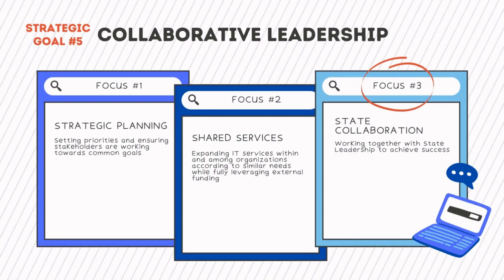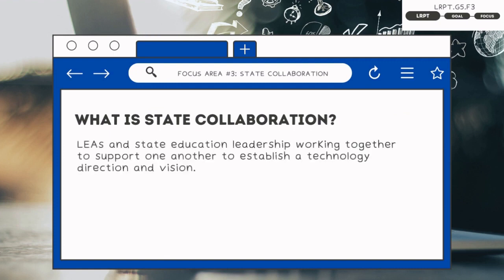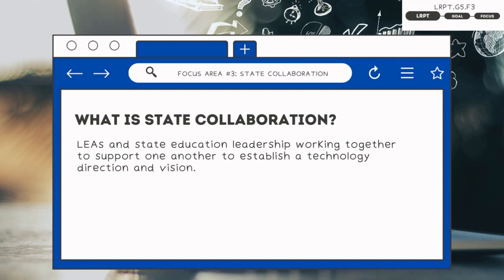Let's zoom in to focus area number 3, state collaboration. When we refer to state collaboration in this video, what are we referring to? LEAs and state education leadership working together to support one another to establish a technology direction and vision. Because both LEAs and state education leadership have the same goal for Texas students, to be independent thinkers and graduates prepared for success in college, career, or military, a collaborative approach is what best helps us reach this goal.